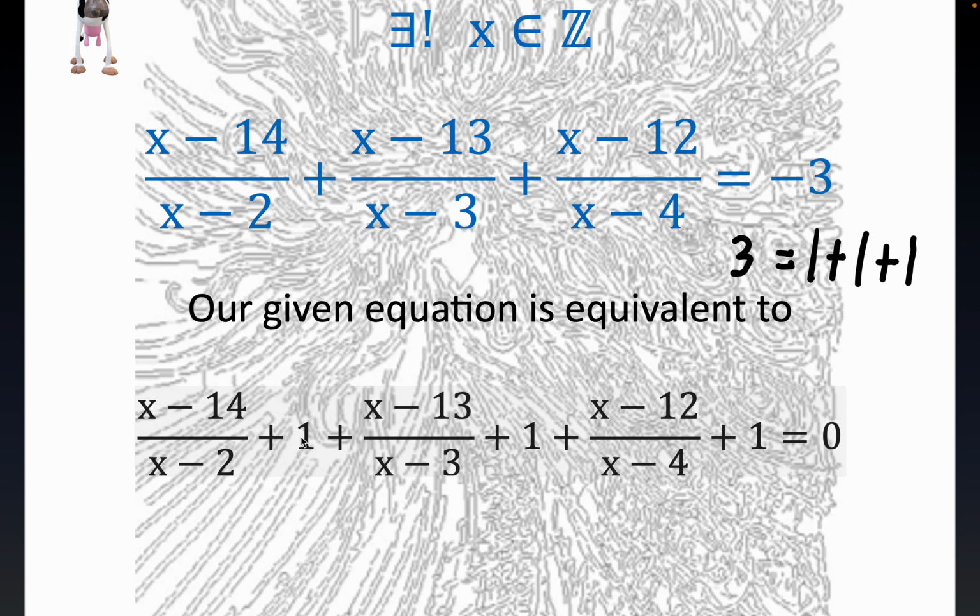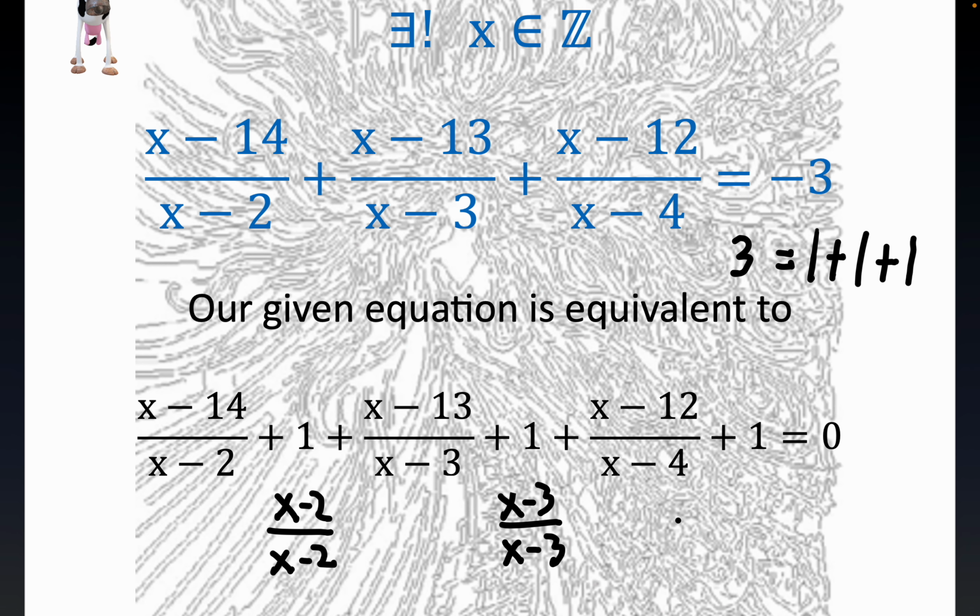Well, notice that 1 can be rewritten as x minus 2. We know that x equals 2 is not a solution because we would have an undefined operation here. So 1 can be rewritten as x minus 2 over x minus 2, right? As long as x is not equal to 2, this is just the same number divided by itself, which is 1. In a similar fashion, this one can be written as x minus 3 over x minus 3. And the same thing can happen right over here. This can be written as x minus 4 over x minus 4.